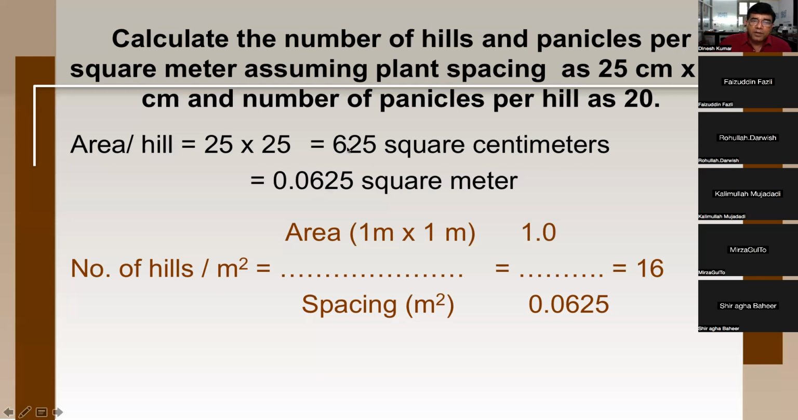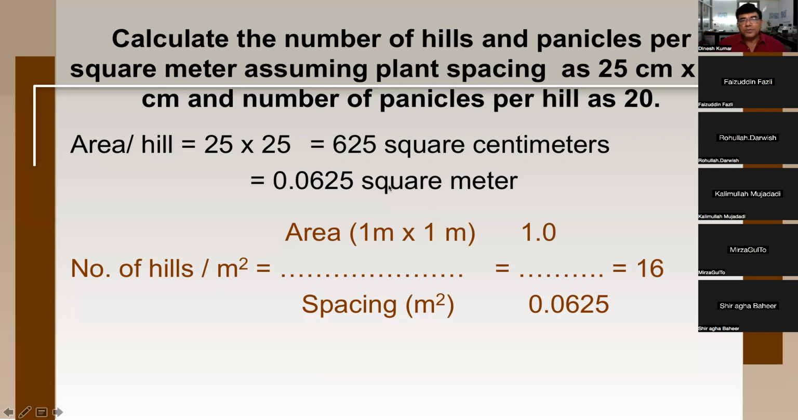That means you can convert it into meter square. If you want to convert it into meter square, you divide it by 100 into 100, or you can say 10,000. So if you divide 625 by 10,000, you get 0.0625 square meter. So this many square meter is the area occupied by a single plant or single hill. One hill will occupy this much area.